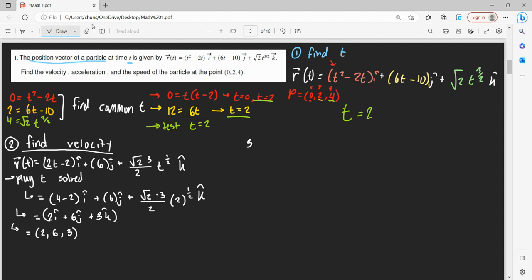So next step, let's find velocity. Nope, not velocity, we just did that one. Acceleration.